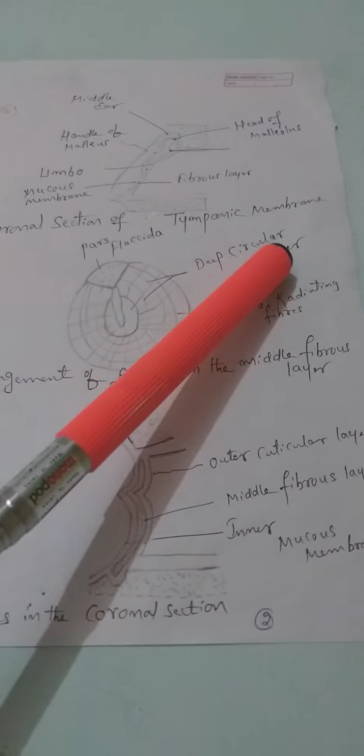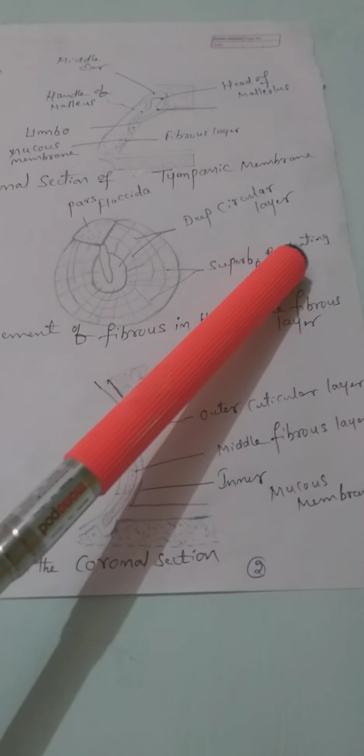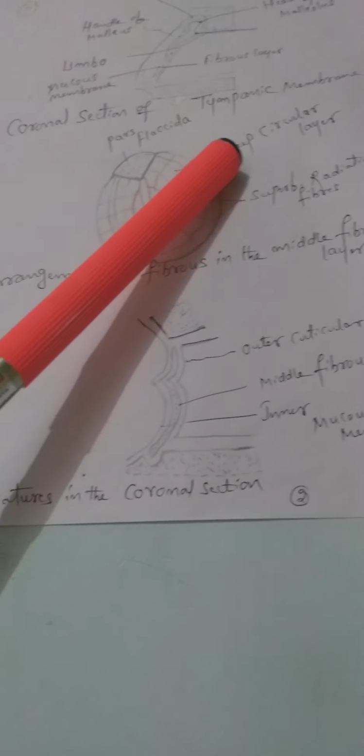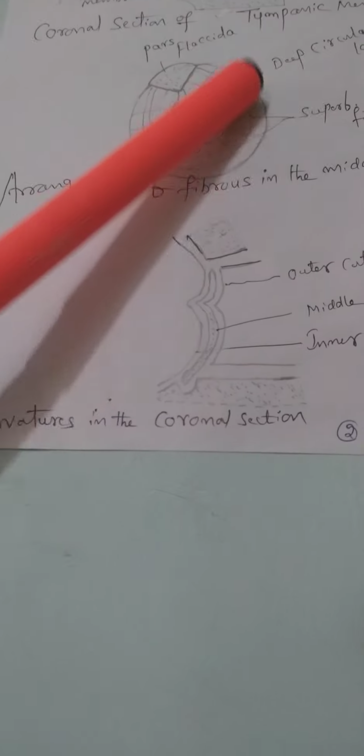And in the cross section, we can see the arrangement of the fibrous layer: deep circular layer, superficial radiating layer. You can see here the fibrous arrangement. What I am showing is the fibrous layer. In the fibrous layer, deep circular and superficial radiating, and in the cross section, the outer cuticular layer.